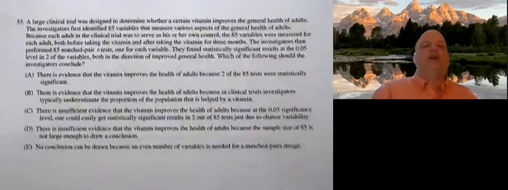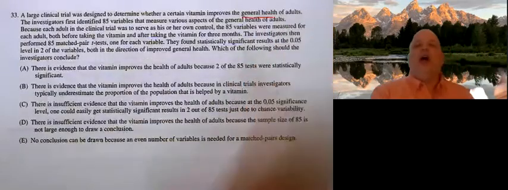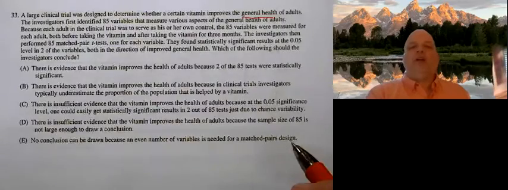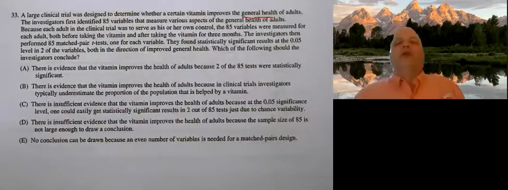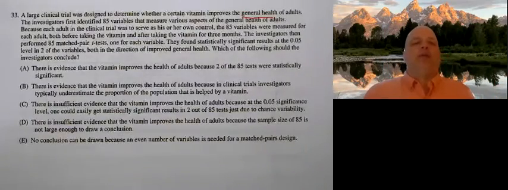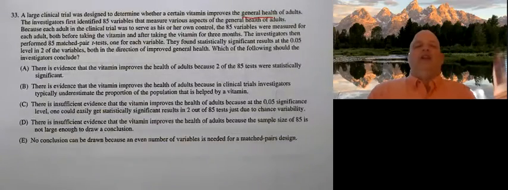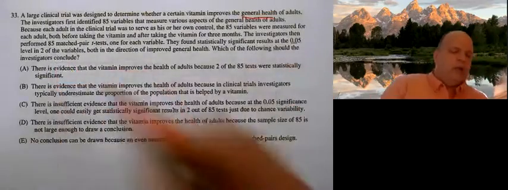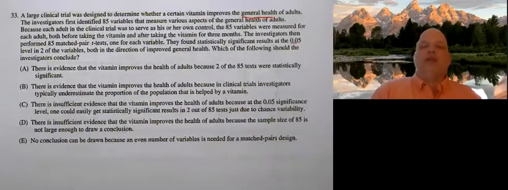33. A large clinical trial was designed to determine whether a certain vitamin improved the general health of adults. The investigators first identified 85 variables that measure various aspects of general health. Because each adult in the clinical trial was to serve as his or her own control, the 85 variables were measured for both the adult before taking the vitamin and after taking it for 3 months. The investigators then performed 85 matched pairs, one for each variable. They found statistical significance at the 0.05 level in 2 of the variables, both in the direction of improved health. Which of the following should the investigators conclude?